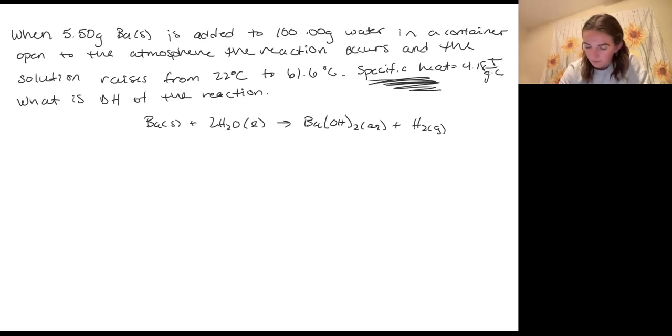Okay. So now you kind of have to think, okay, I'm going to use Q is equal to MC delta T. What do I know from this question? We're given the specific heat. That's a constant, so we know this already. This will be 4.18 joules per gram times Celsius. Do we know what our delta T is? What is our delta T?